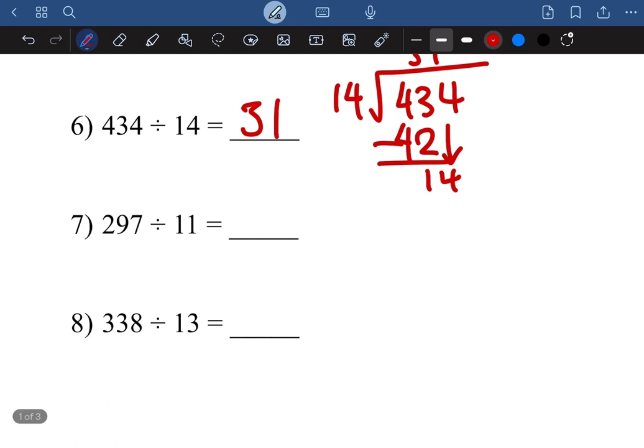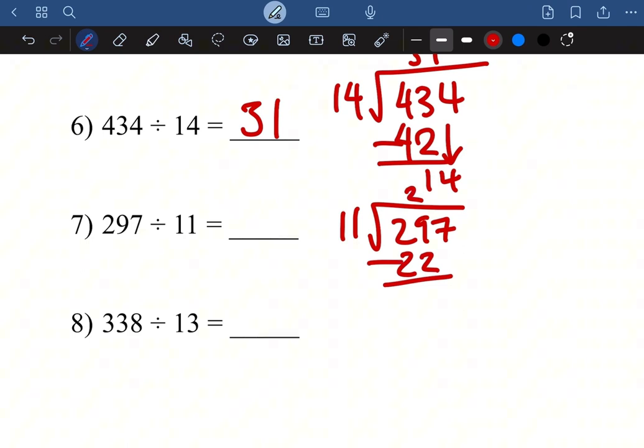Number 7, we have 297 divided by 11. 11 goes into 29 2 times. 2 times 11 is 22. 29 minus 22 is 7. You bring the 7 down. 11 goes into 77 7 times. 7 times 11 is 77. So the answer for number 7 is 27.